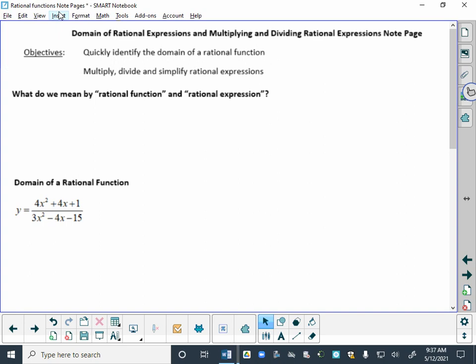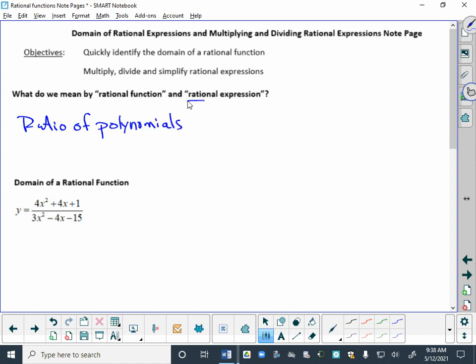All right, domain of rational expressions and multiplying and dividing rational expressions. Okay. So, first of all, we want to start with what we mean by rational function or rational expression. Rational expression, the word ratio is a part of that. And so this is just a ratio of polynomials. So that, of course, requires that we know what a polynomial is in the first place.